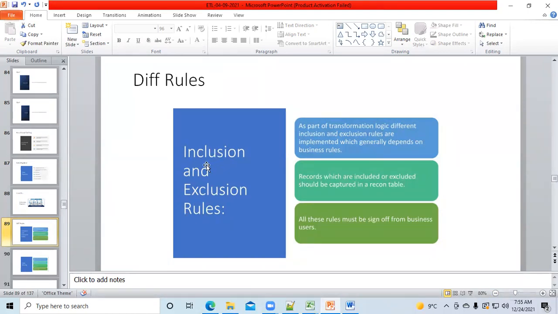Then you have inclusion and exclusion rules. This is again a very common transformation rule. What is this? Sometimes the data we're getting from sources, we have different sources, we are getting data from different sources. Sometimes we are not interested in data of a particular region or of a particular item.